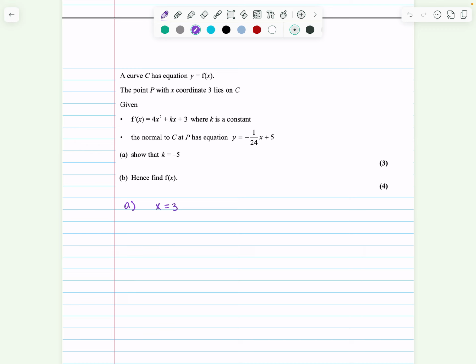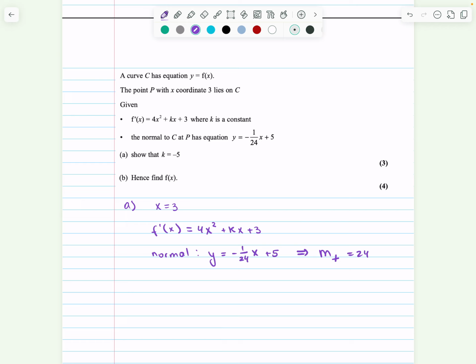So x is equal to 3. The first derivative of the function is given as 4x squared plus kx plus 3, where k is a constant. The normal to C at P has equation y equals -1 divided by 24 x plus 5, which basically tells us the gradient of the normal is -1 over 24.